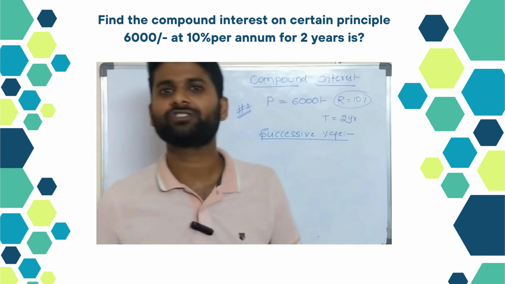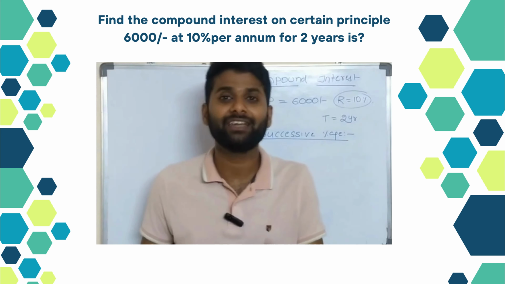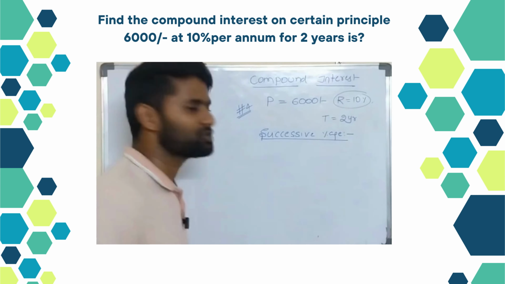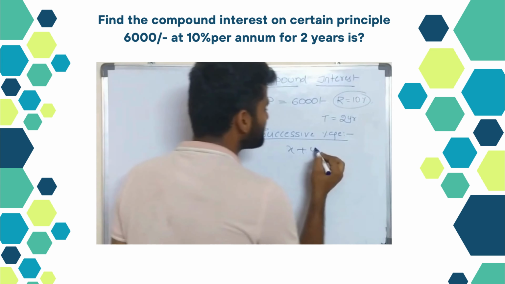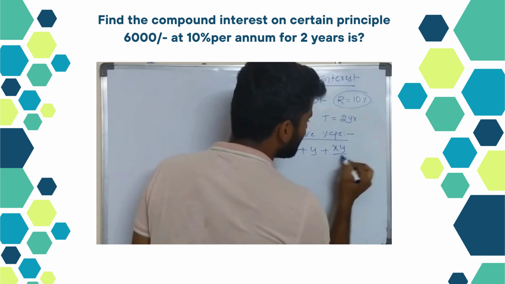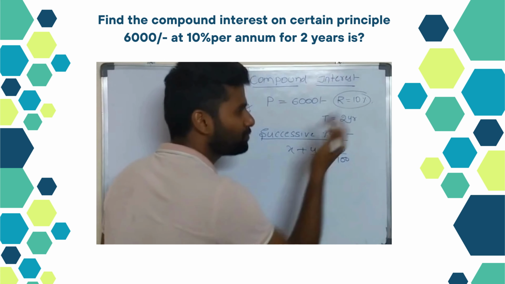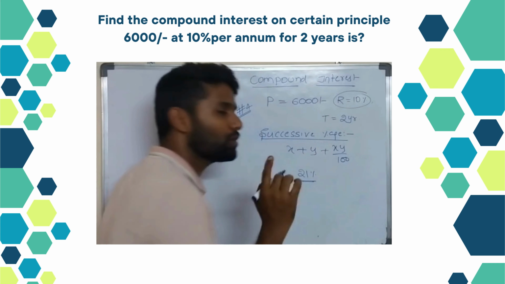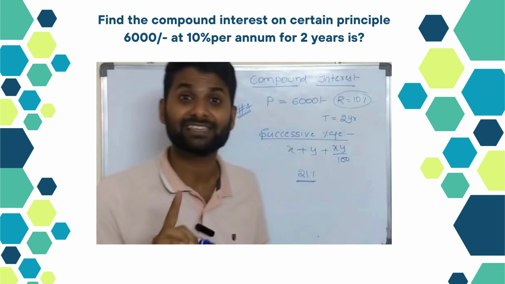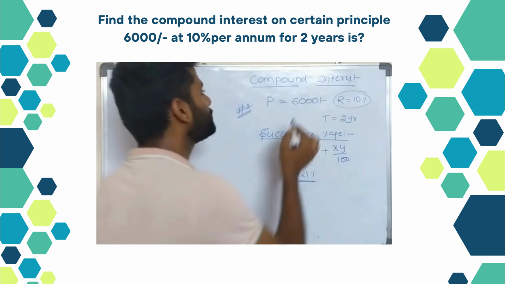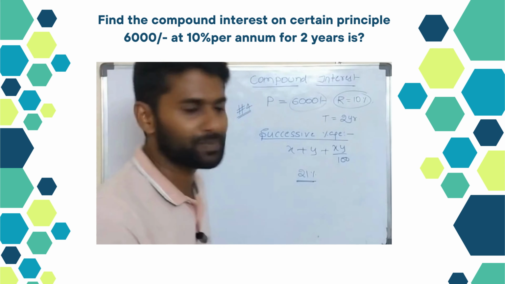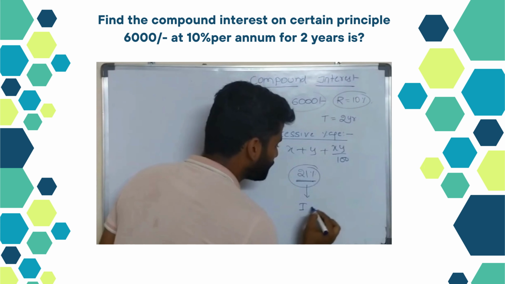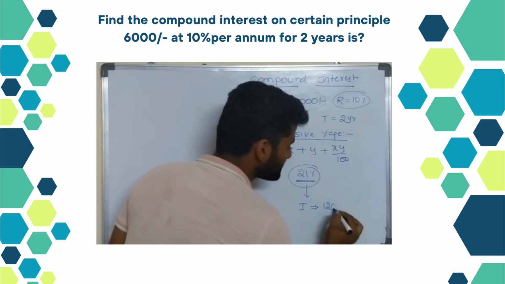But if you go through the concept of compound interest, from the second year onwards you have to pay interest on the interest. And you know the successive percentage formula: x plus y plus xy by 100. So here x and y values are both the same. After the calculation, you should understand that you have to pay 21% as the rate of interest. And you know that the principal is 6,000 rupees, the rate of interest is 21%. At the end of 2 years, you are going to pay 1260 rupees.